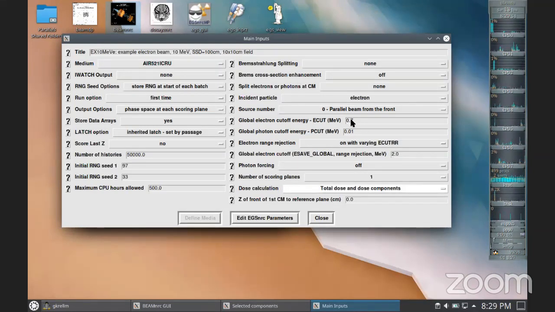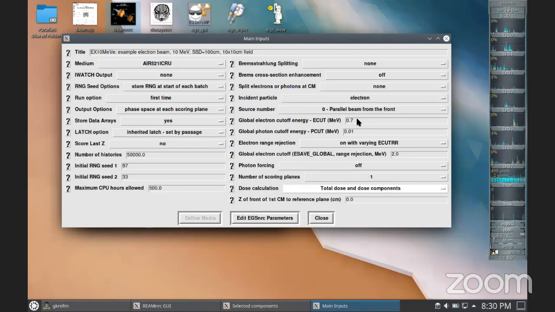Here they're putting an ECUT of 0.7. What does this mean? It means that the electrons are going to be followed in the simulation until their total energy is less than 0.7. Then they will not be followed. That energy will be deposited in whatever region they have arrived at.